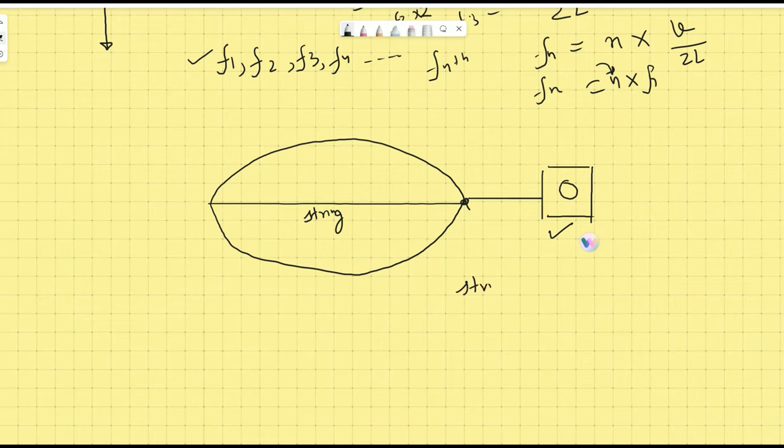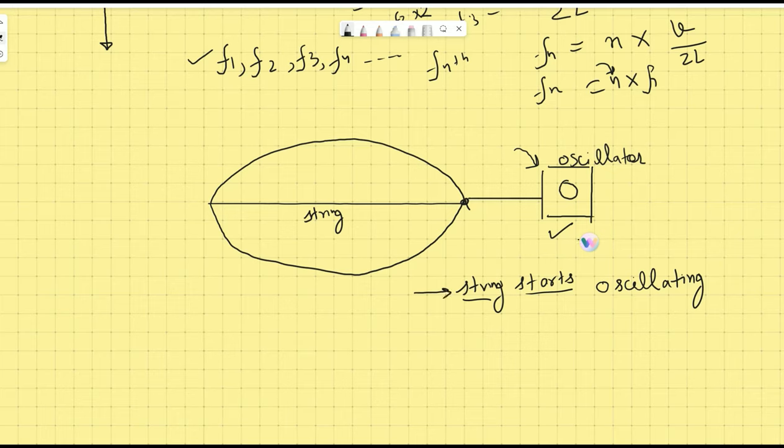The string starts vibrating because you have connected it to a disturbance like an oscillator. So this is your oscillator. So the oscillator is now making the string oscillate. So the string starts oscillating. This is what the string does. It starts oscillating, right? But this is not resonance. No standing wave will be visible. So what do you do? You start increasing the frequency of the oscillator. So assume you initially started with very low frequency. The string was vibrating, but you did not see this flip-flop structure.